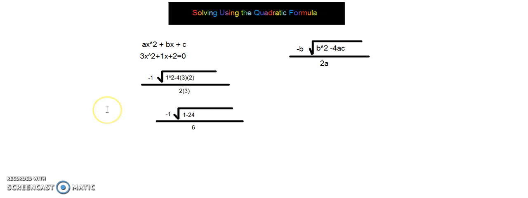So now we can even further simplify this equation. So we can subtract 24 from 1, and we can divide the entire equation by 6. So let's start by doing that. So negative 1 divided by 6 is negative 1/6. And then underneath our fraction bar, 1 minus 24 equals negative 23 divided by, and then we have to divide that by 6. So it will be negative 23 divided by 6.